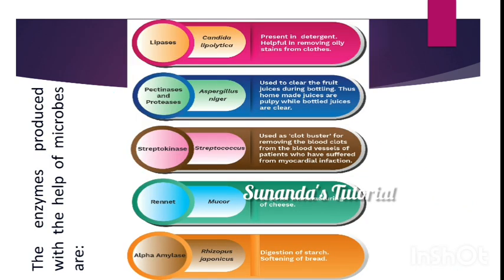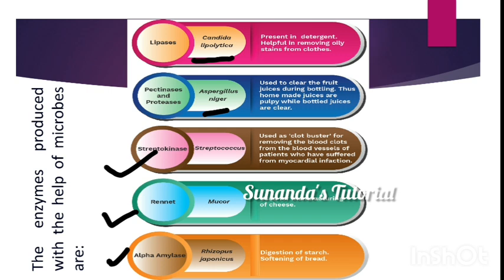Next, these are the names of some enzymes like lipase, pectinase, protease, streptokinase, rennet and alpha amylase, which are produced by these microbes. Lipase can be produced from Candida lipolytica. Pectinase and protease can be produced from Aspergillus niger, and these are used to clear the fruit juice during bottling. Thus, homemade juices are pulpy, while bottled juices are clear. So, these enzymes are used to clear the fruit juice.